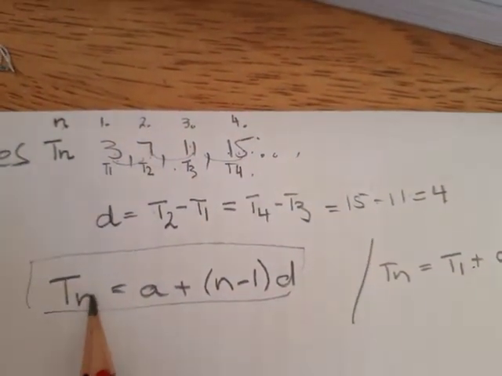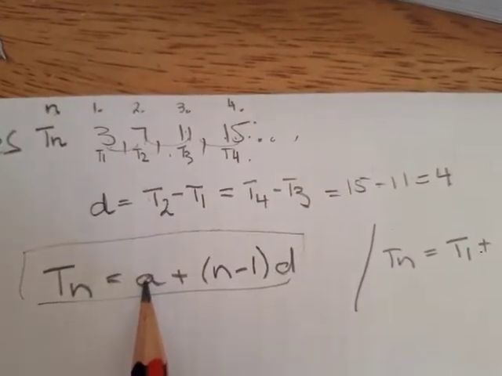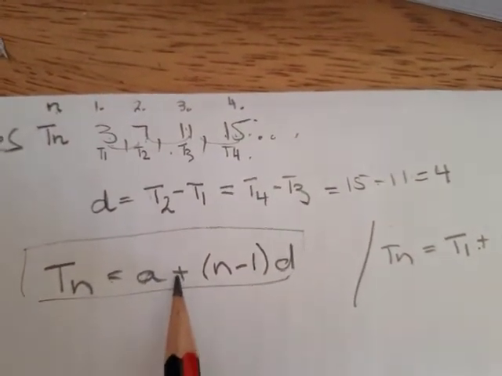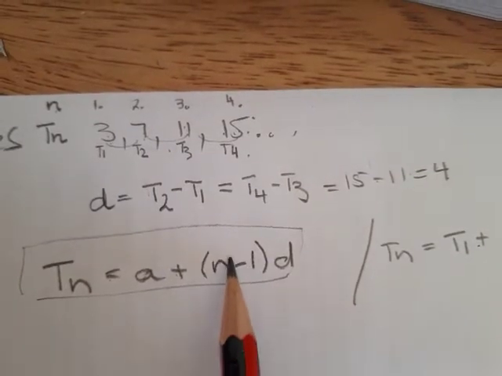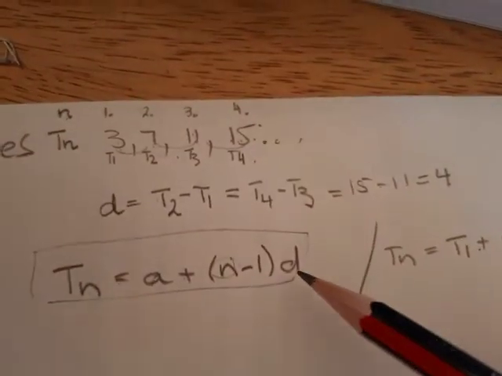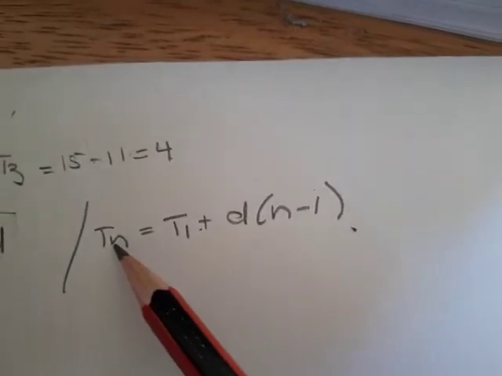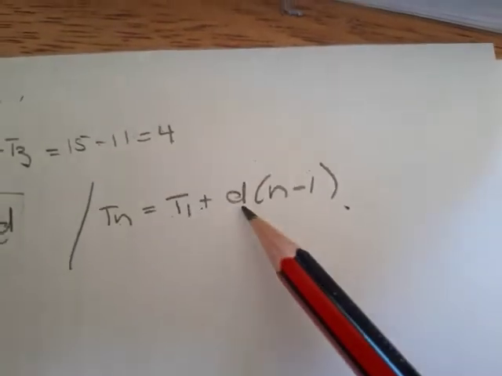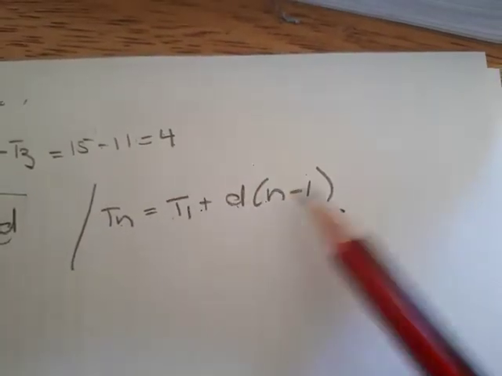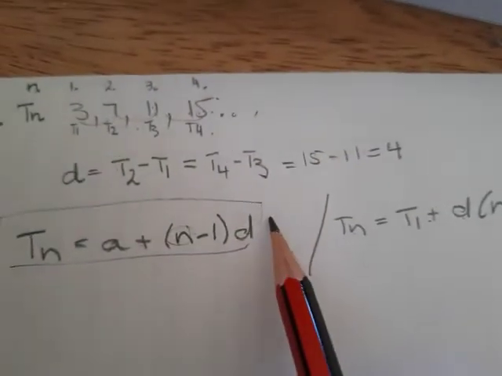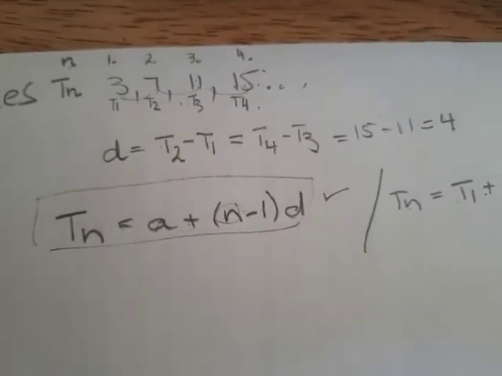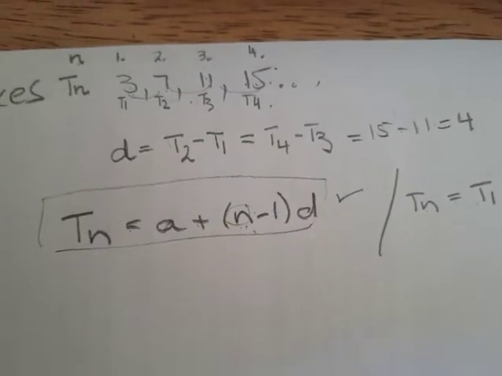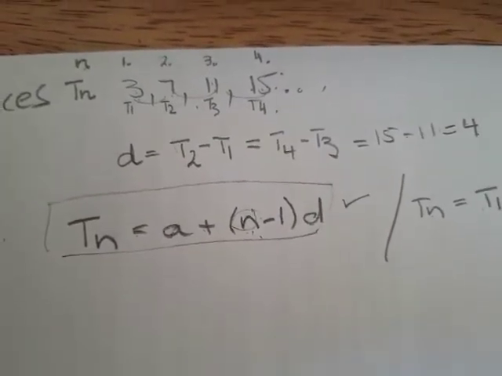Okay, the nth term equals A, which stands for the first term, plus n minus 1, which is the position, times the common difference. Or you can also write it as the nth term equals T1, first term, plus the common difference, and in brackets n minus 1. So this is the one that is used in the book, and that's the one that we used in class. This formula, people, you must just simply know, like you must know all other formulas.